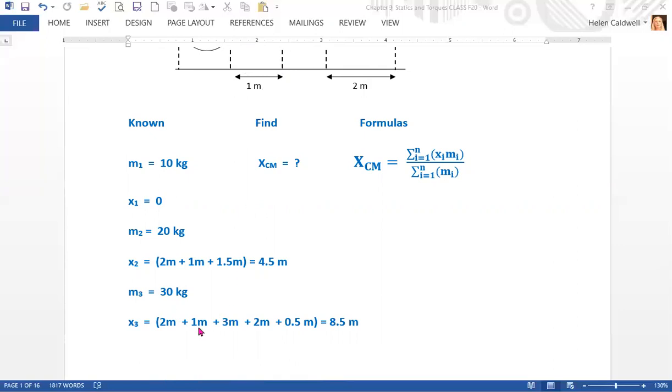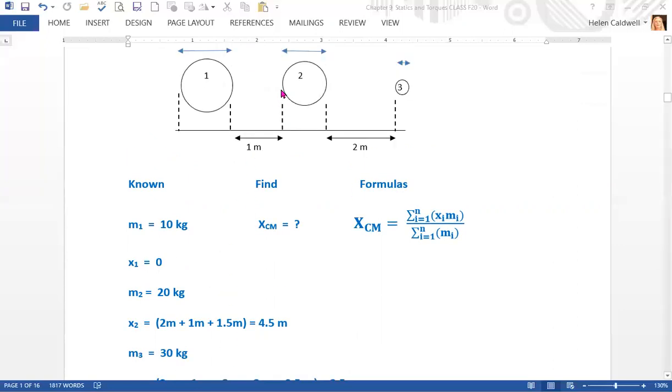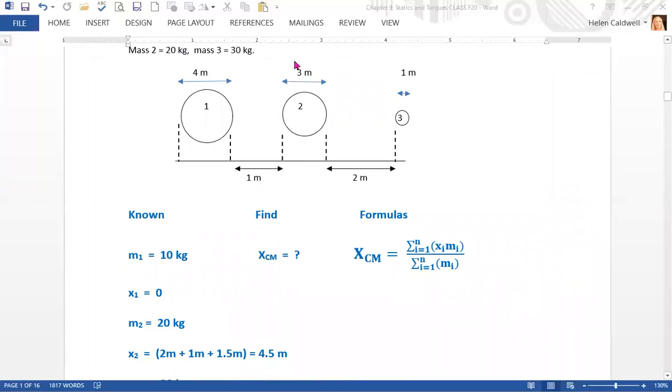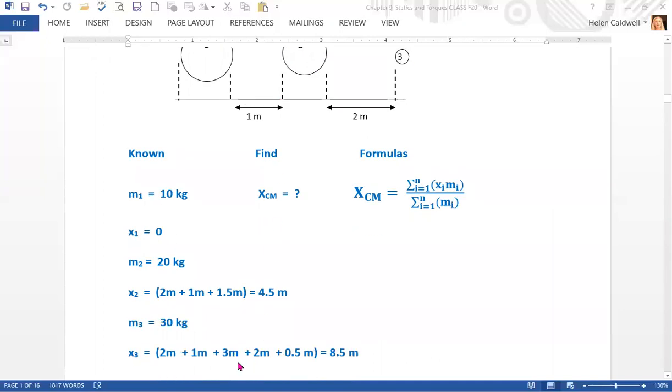That's where the 1 meter comes from. All the way across ball 2 is 3 meters. That's where this 3 meter comes from. Ball 2 is 2 meters from ball 3. That's where the 2 comes from.